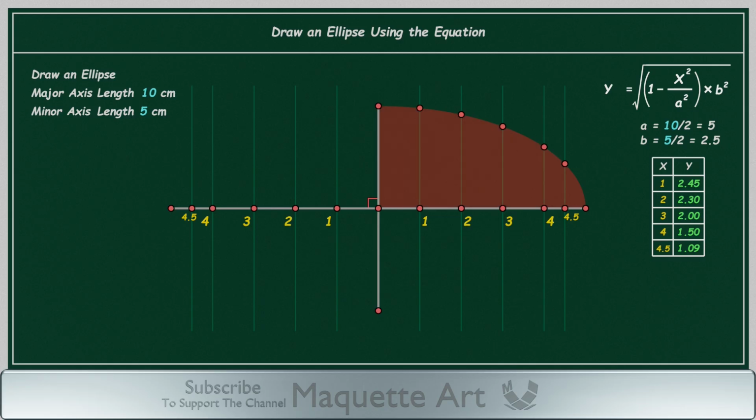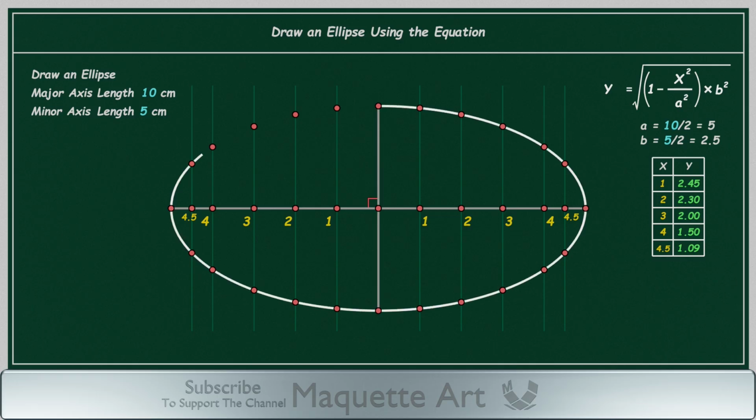The ellipse is symmetric in all 4 quadrants, so the y values we calculated for the first quadrant will be used for the other 3 quadrants as well. Now we have enough points to draw the ellipse. All you have to do now is connect those points smoothly by hand to form the ellipse. Or alternatively, you can use a flexible curve or a French curve to connect the points.